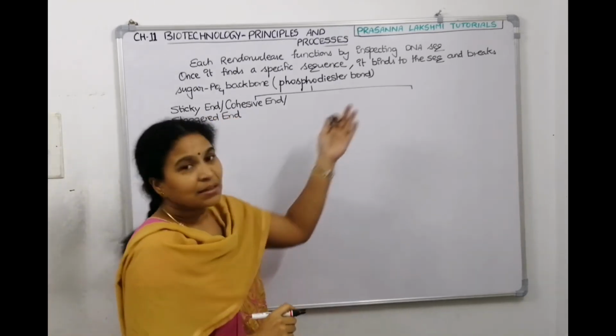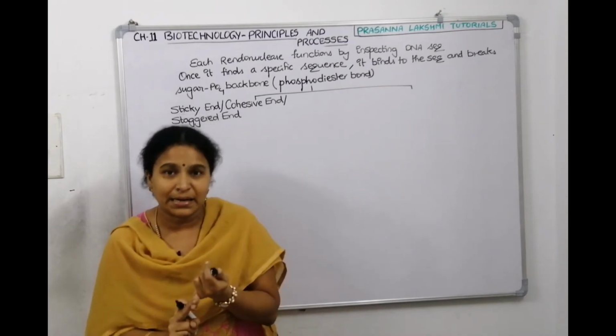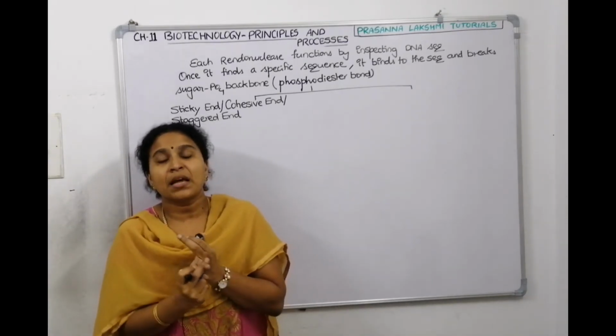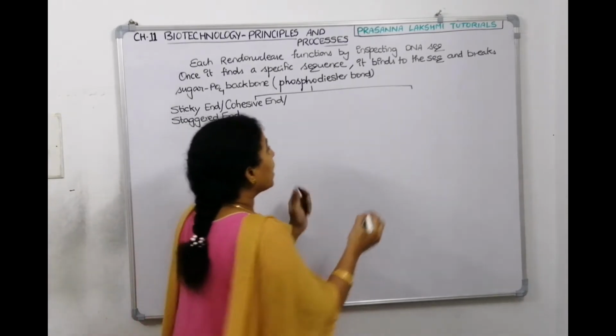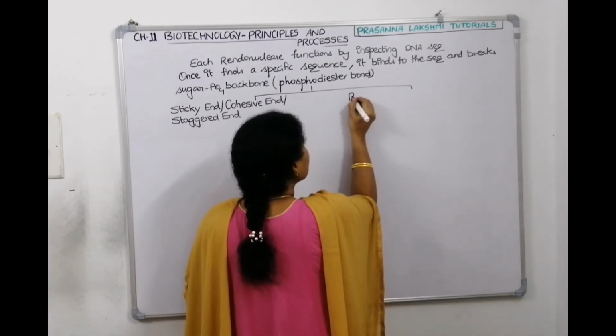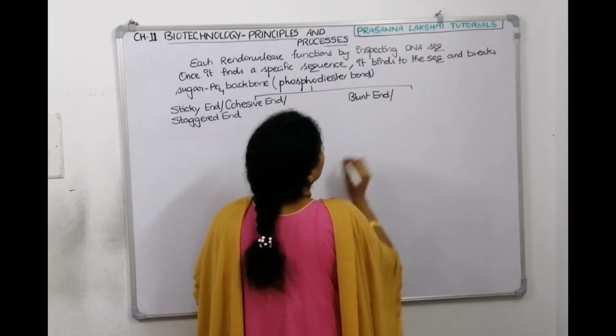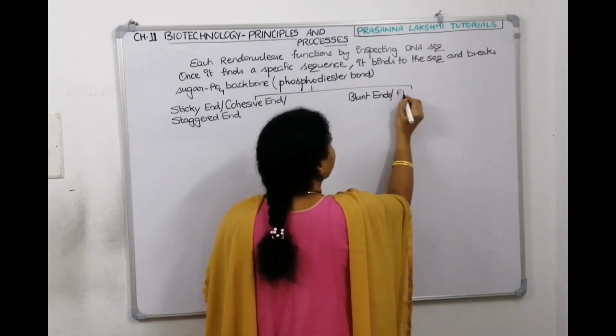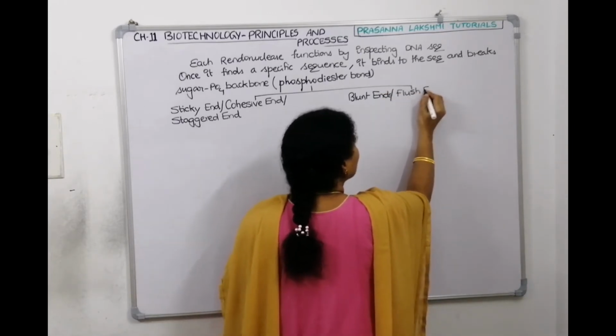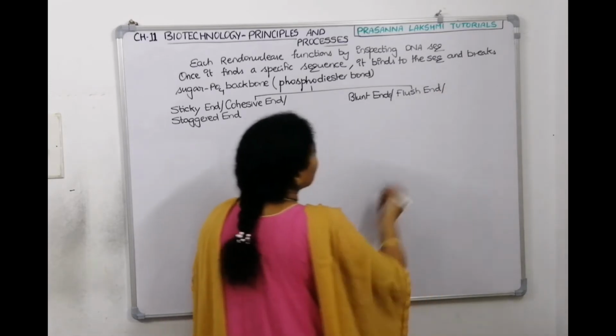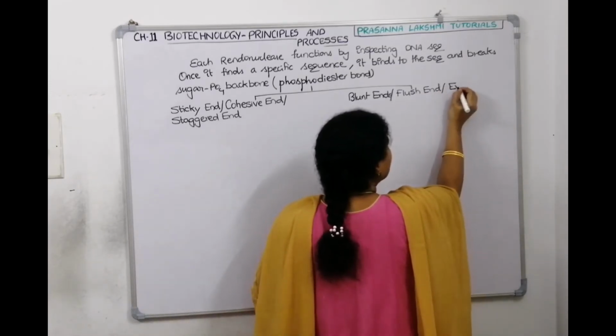Now, what are the other types of ends which are produced? They are called blunt ends. They are called even ends. They are also called flush ends. You will understand why it is called blunt end when I draw it.